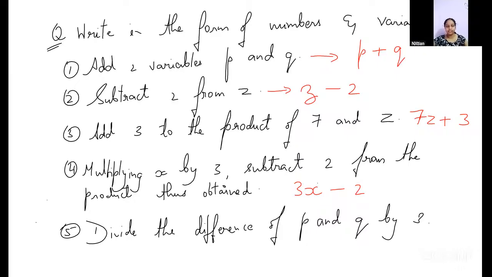Emma, P minus Q over 3. Very good. P minus q over 3. Why? Divide the difference. Difference means minus. So p minus q and divide by 3. So upon 3. Okay.